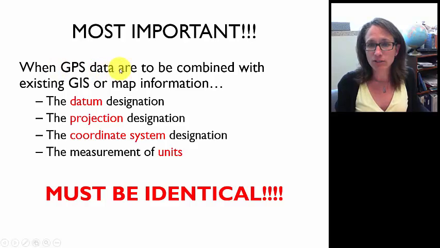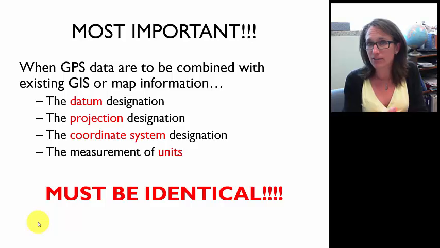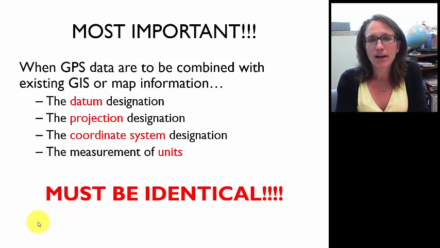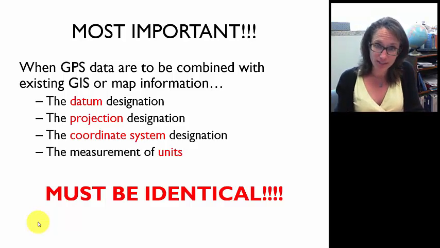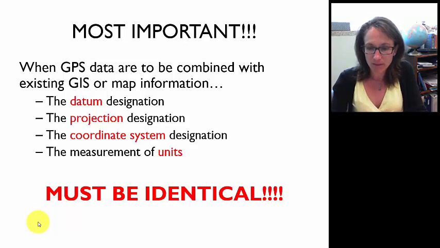So when you're using GPS data and you're combining it with existing GIS data or map information, you need to make sure your datum designation and your coordinate system, especially the projection, which in some cases goes along with the coordinate system. And then your units too, you've got to pay attention to those. They must be known, and then eventually they need to be identical. Sometimes the transformation happens via ArcGIS without you actually having to do anything. So you at least need to know them so that the GIS can make them identical, so that your points plot in the correct place.